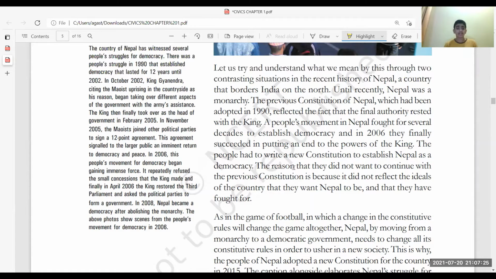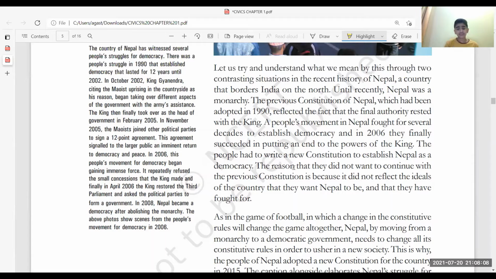In 2006, the People's Movement for Democracy was gaining immense power and going to the international level. It repeatedly refused the small concessions the king made, and finally in April 2006, the king restored the third parliament and asked the political parties to form a government. The people were not accepting the policies or concessions the king was imposing. They didn't want to live under a monarchy government.